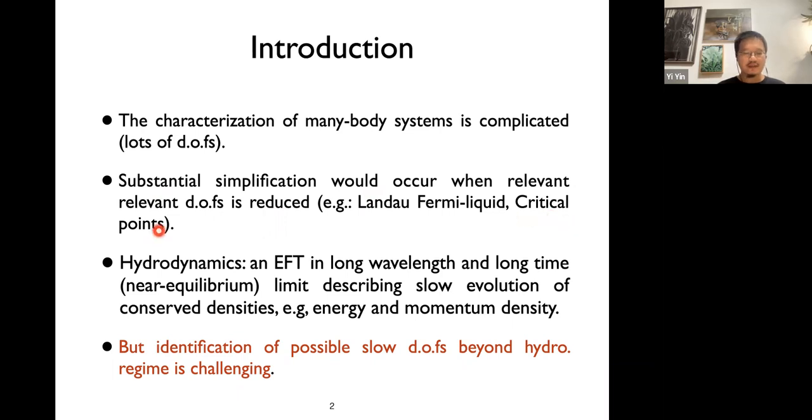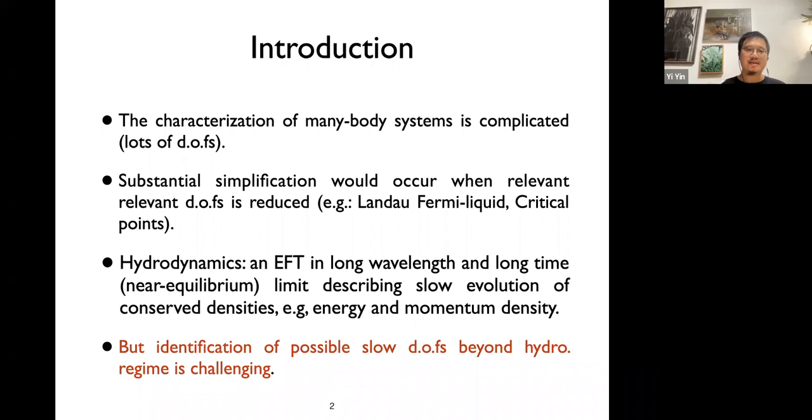One example of such a situation is a system near the critical point, right? Many of the properties of the system in that case are determined by the enhanced fluctuation of the order parameter fields. And perhaps one of the most prominent examples in which the reduction of degrees of freedom occurs is hydrodynamics. If you consider a near-equilibrium system in the long wavelength and long time limit, all you need to do is solve the hydrodynamic equations. Perhaps you need to add the fluctuations, but in any case, you can write down an effective theory in this long time and long wavelength limit.